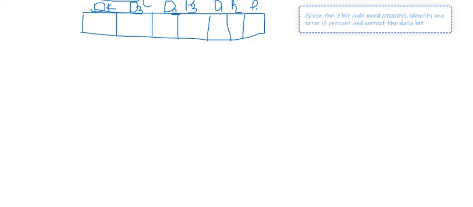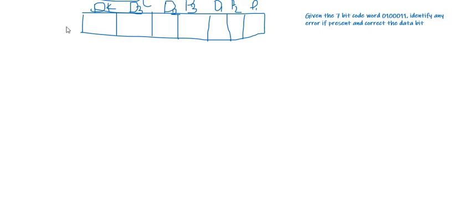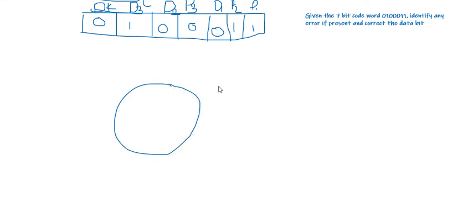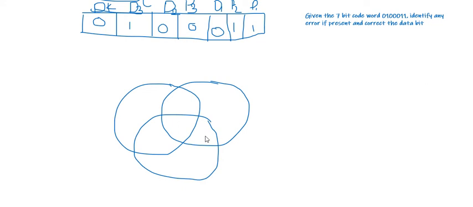So what is the code word? Code word is 0100011. I use the same sequence, 0 1 0 0 0 and then 1 1. So you all know what the parity bits are and what the data bits are. Let's draw the Venn diagram and I will explain the parity bits and the mistakes in it. Here you write D1, which is 0. Here D2 is also 0. D3 is 1, D4 is 0.